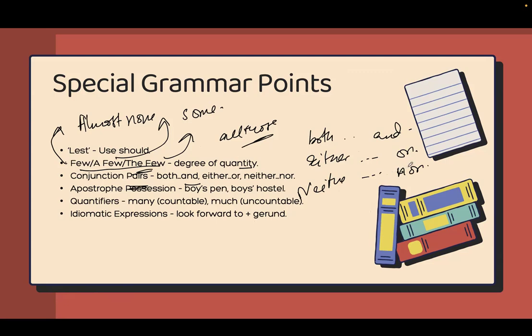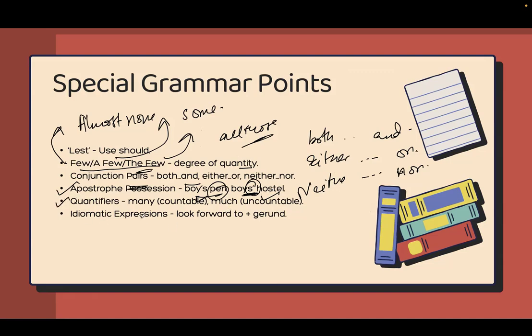Right? Apostrophe position. The next is apostrophe position, which shows the position with apostrophe placement. For example, boy's pen. This pen belongs to this boy. Apostrophe is used after the word with S. If I say boys' hostel, this is a plural. This apostrophe is used for showing the plural in a noun.